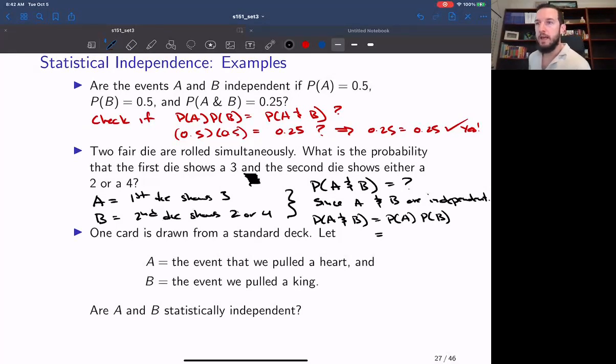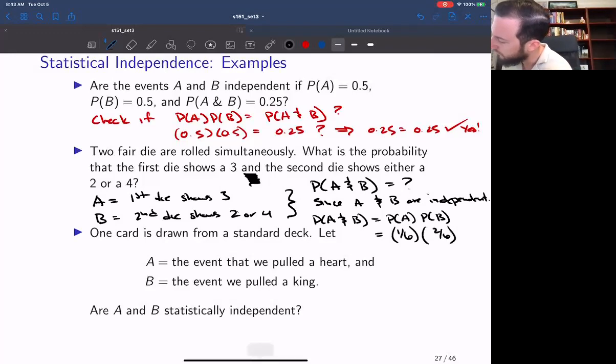P of A is the probability that a die shows a 3. So this is going to be 1 out of 6. P of B is the probability a die shows a 2 or a 4. So this is going to be 2 out of 6. So their intersection is going to be 2 over 36, which is a 18th. So this is 0.05.